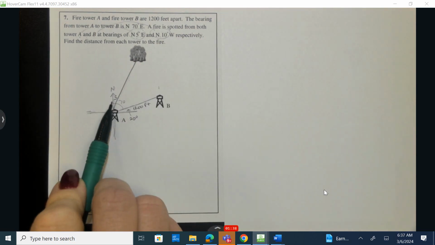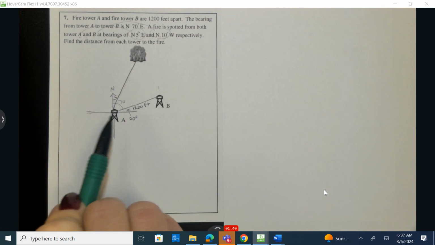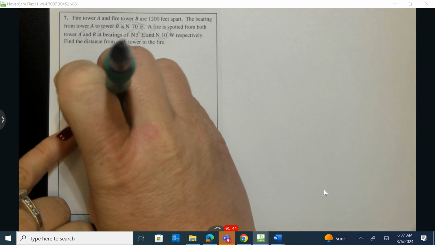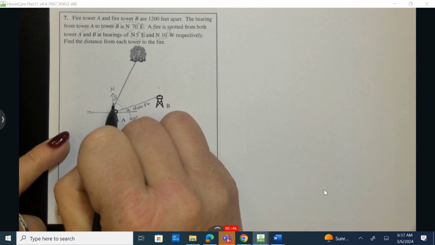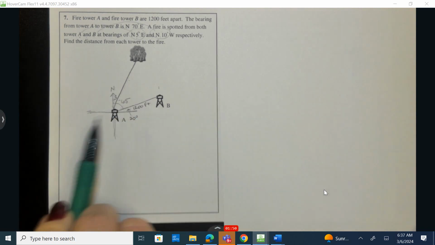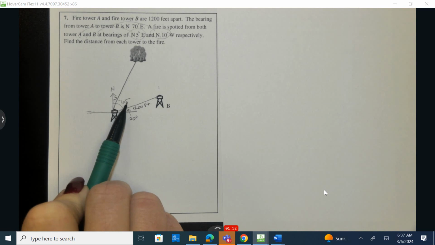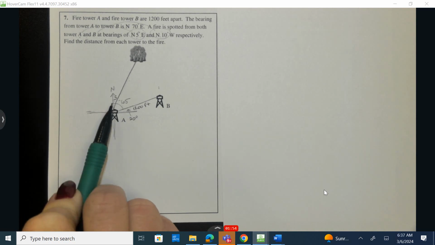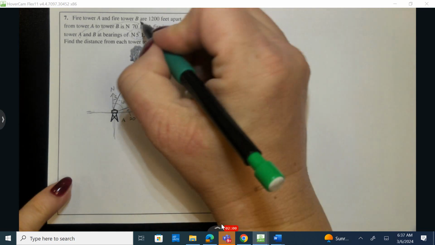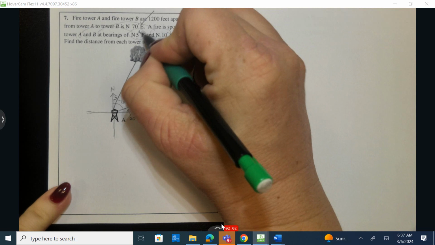Now all together we know this adds up to 90. We know this is 20 and this is 5. That makes this 65 because this entire angle is 70. So if I add up 5 and 65, I'm at 70, and 70 and 20 is going to make this 90 degrees. Okay, now let's go on to Tower B. So I've taken care of this measurement and this measurement.